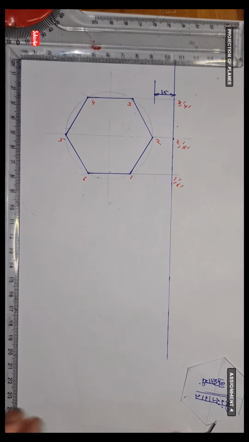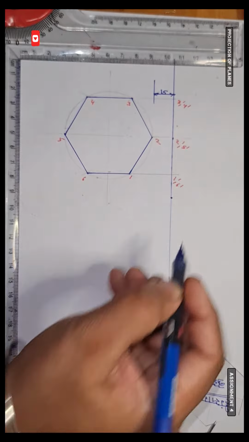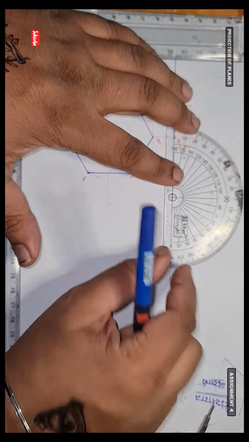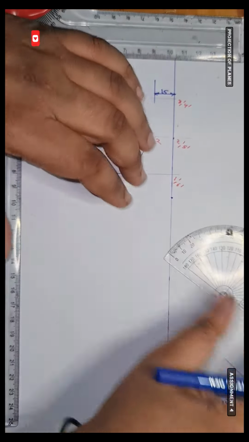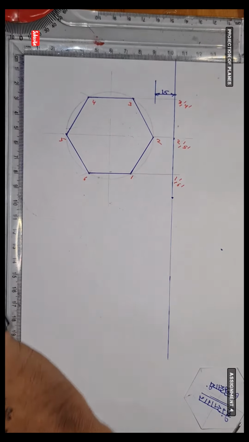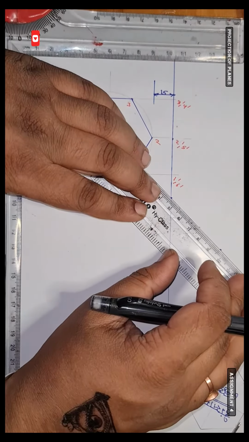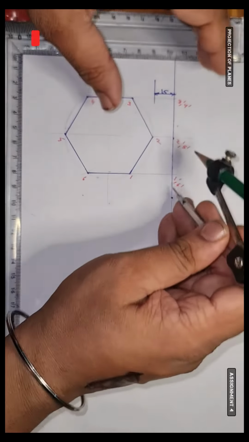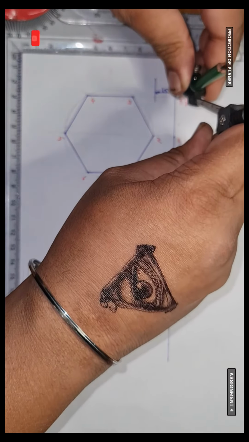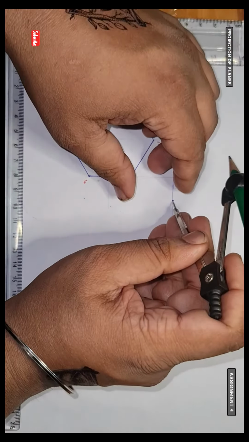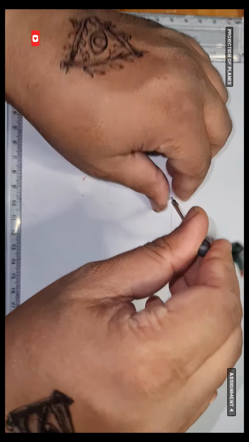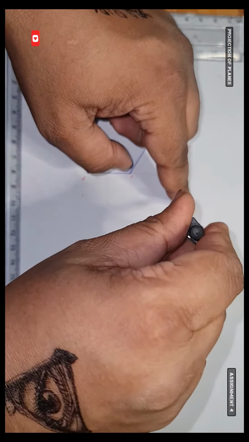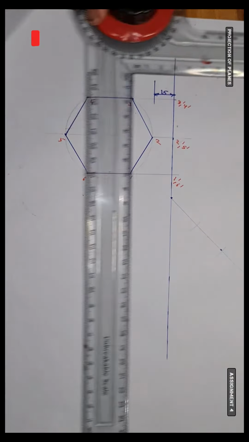Now you make any point and make an angle of, it is saying, 45 degree. So make an angle of 45 degree, and make a line over here with a light pencil, just for the help. Mark these points on this line. This would be your rotated front view.